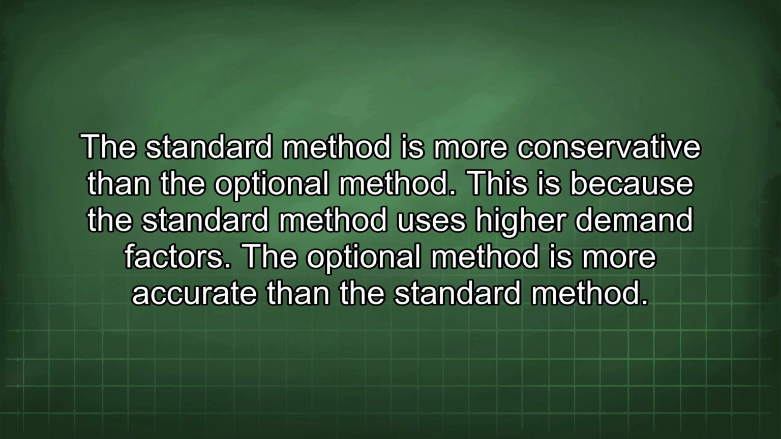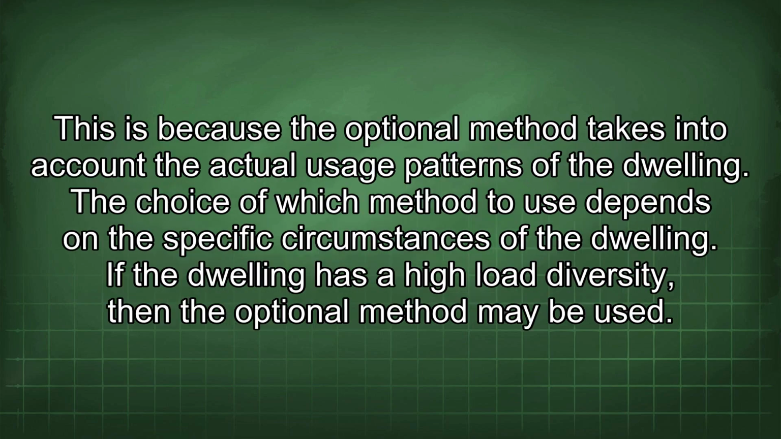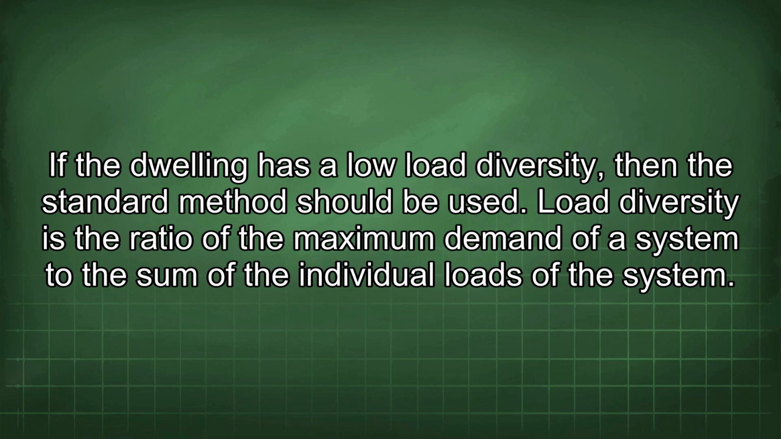The standard method is more conservative than the optional method. This is because the standard method uses higher demand factors. The optional method is more accurate than the standard method. This is because the optional method takes into account the actual usage patterns of the dwelling. The choice of which method to use depends on the specific circumstances of the dwelling. If the dwelling has a high load diversity, then the optional method may be used. If the dwelling has a low load diversity, then the standard method should be used.